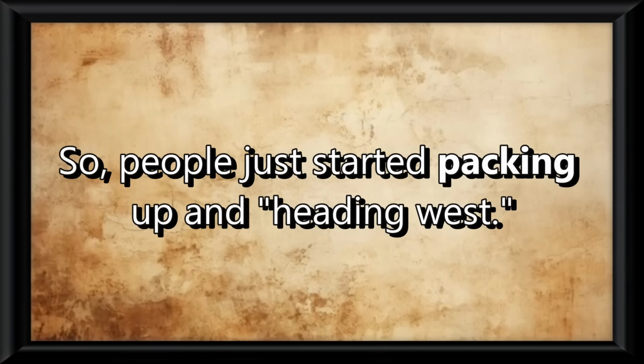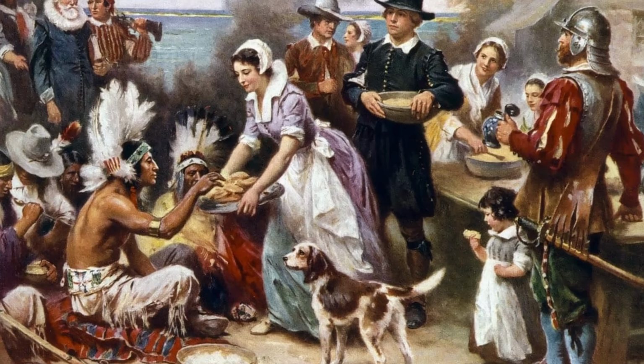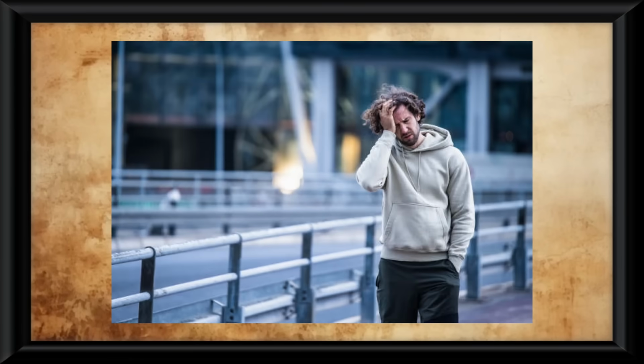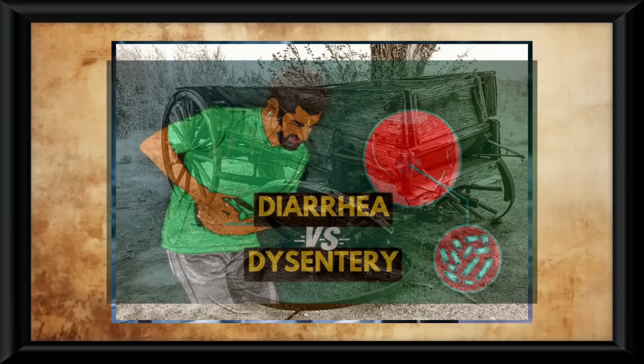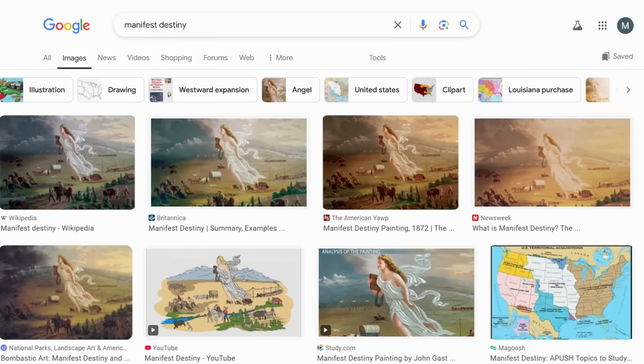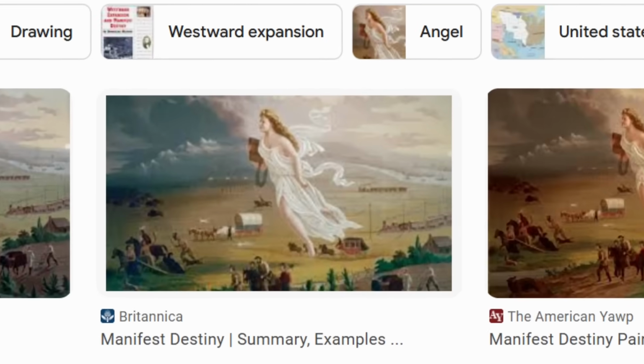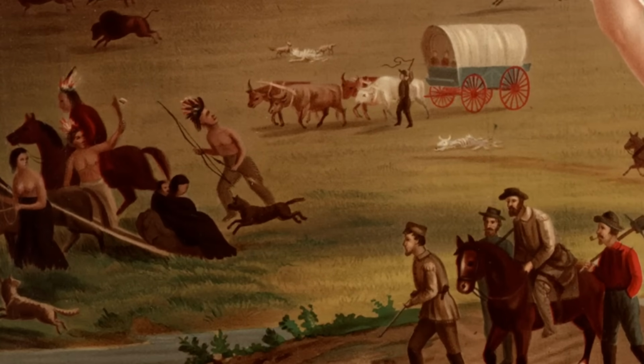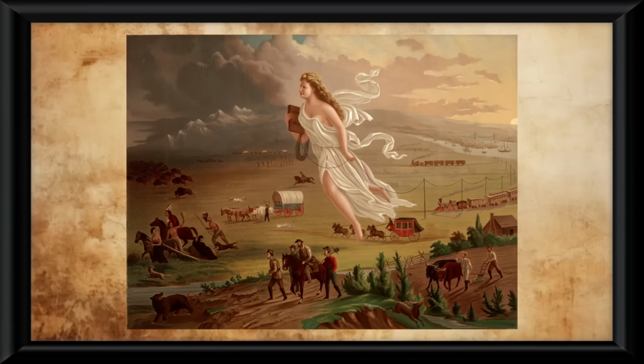And when I say heading west, I mean thousands of settlers risking their lives on trails like the Oregon Trail. Imagine walking 2,000 miles, losing half of your wagon, fighting off dysentery, and all you get in the end is a nice view. But hey, for many, it was actually worth it. And that leads to the one image that will always forever be used to define manifest destiny. I mean, look at that angel. It's as if these people were meant to expand west. Or at least that's what they thought at the time.